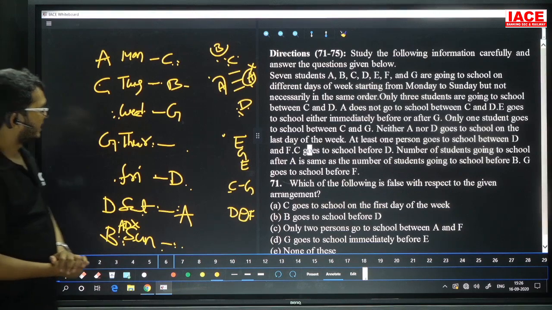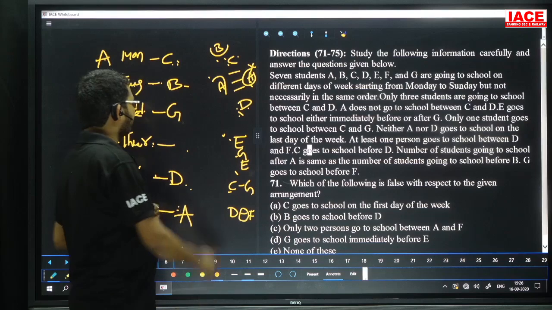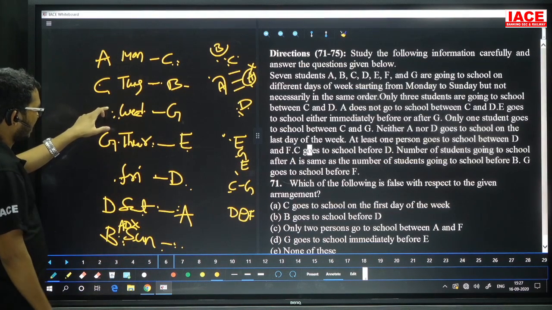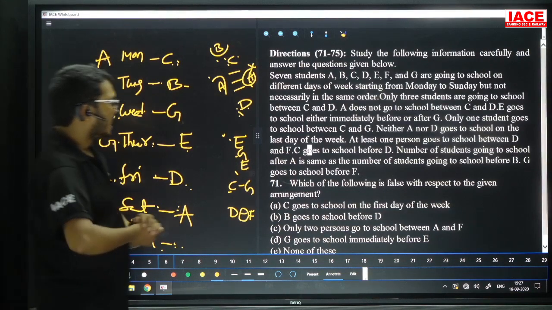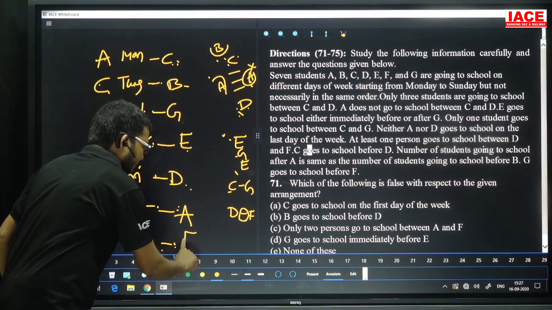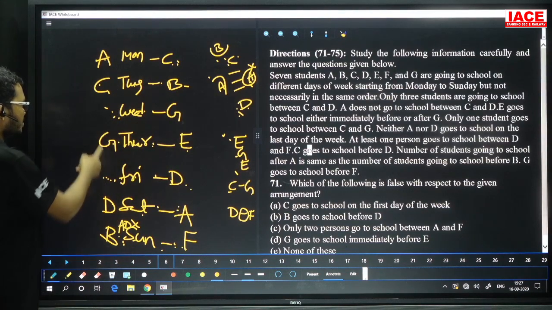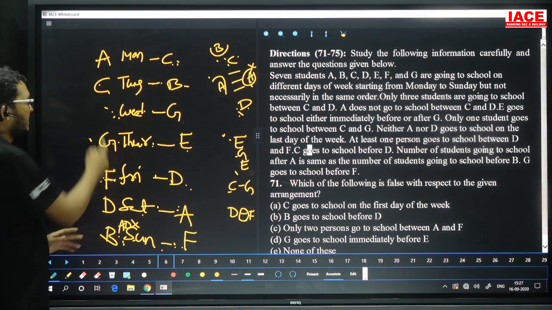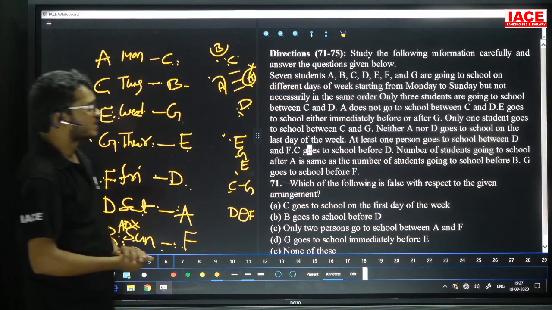Next point: E is either immediately before G or after G. That means this is the only possibility for E. In this case, for E, here a chance, here also a chance. Leave it. Next one: G goes to school before F. Now the remaining part is F. G is before F, that means this one is compulsorily F. G is before F. Now this one is E. But our requirement is that at least one person is going between.